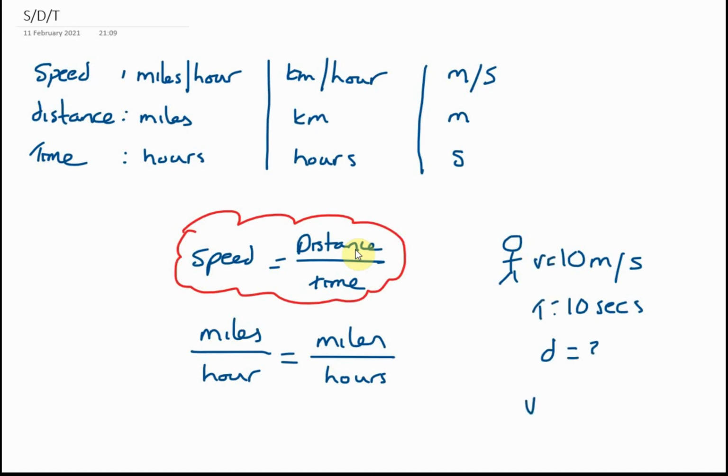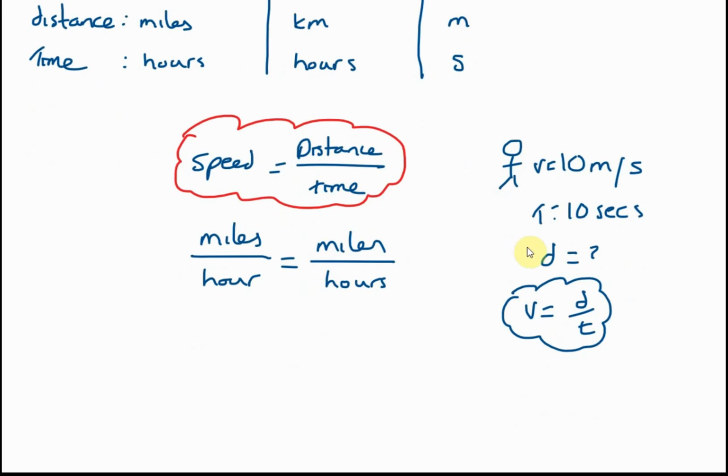Well, very simply, speed is equal to distance divided by time. So we'll start off with that equation, and what we're going to do is rearrange it. We are trying to find the distance, so we have to move the t up. We end up with v times t, which is equal to d. Technically, what I've done is multiply both sides by t. That's what I've done algebraically.